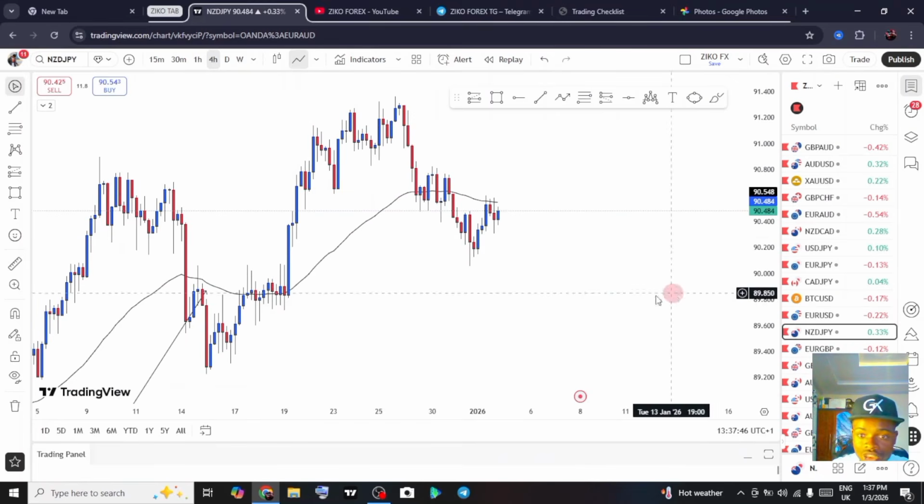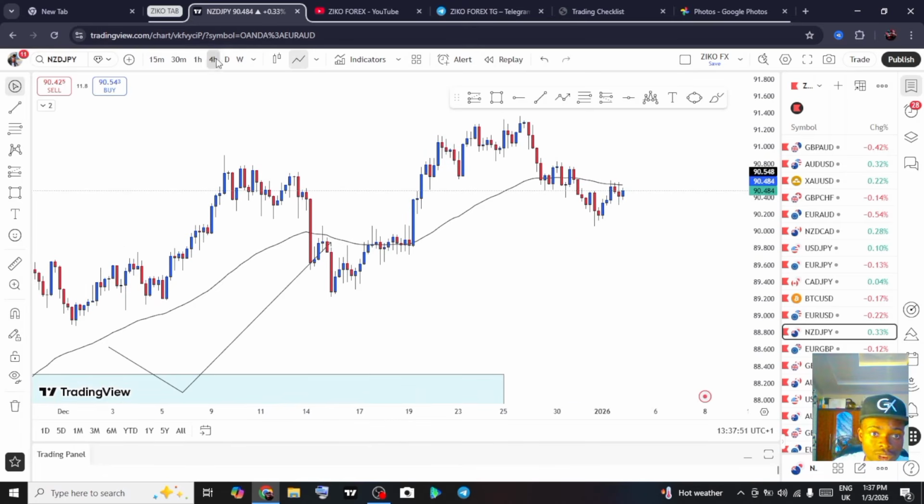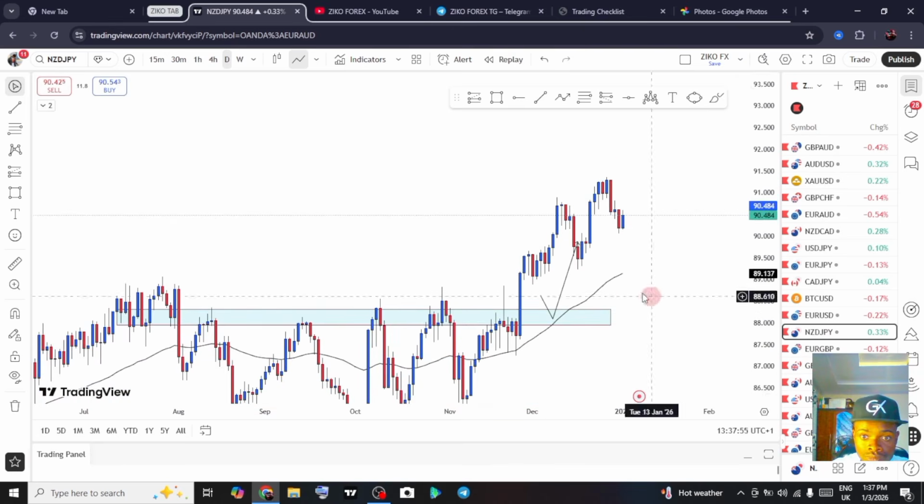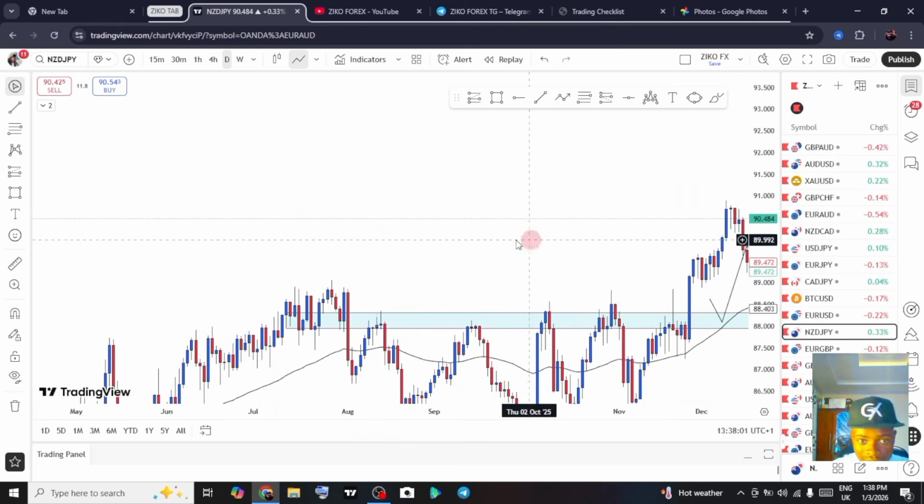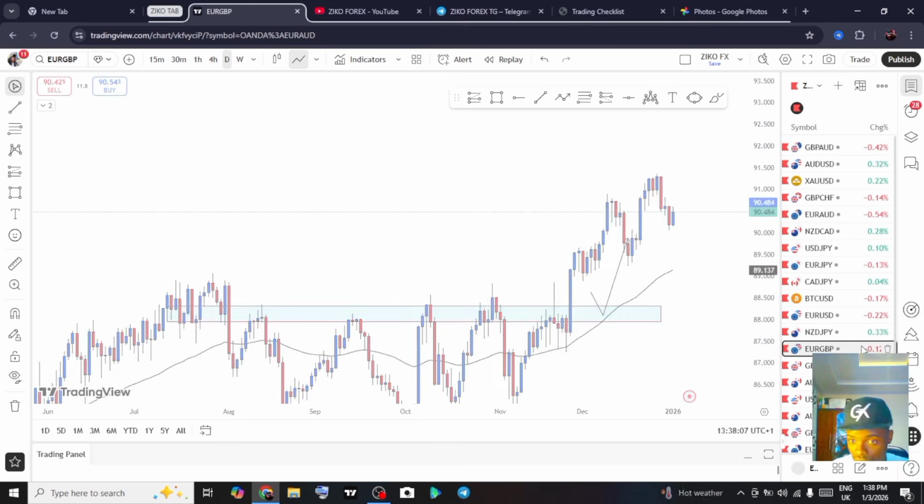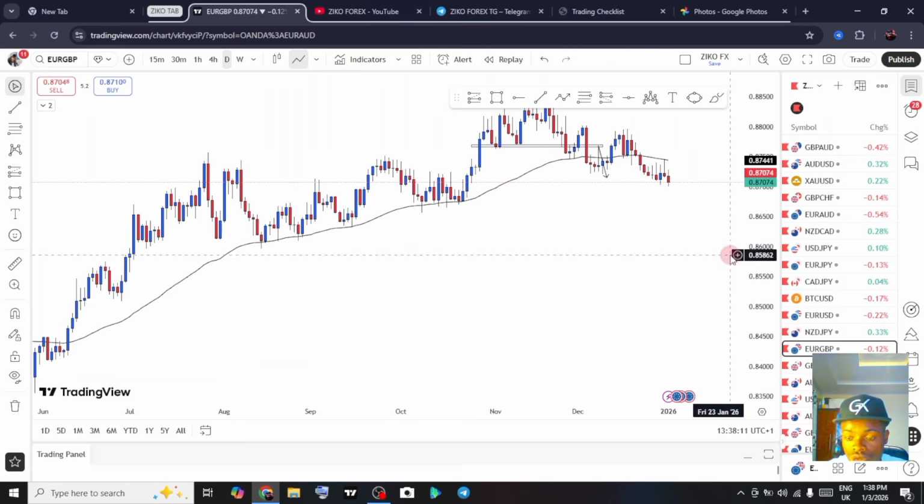Next pair, NZD JPY. NZD JPY daily time frame is bullish that we can see, but as long as I can't see an area of interest close, there's no reason going further and analyzing this market. We can't get the area of interest. So next pair, please. All right, so we have Euro GBP.